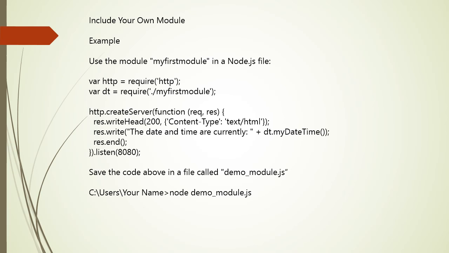Here you notice that we have used ./ to locate the module. That means that the module is located in the same folder as the Node.js file. Save the code above in a file called demo_module.js and initiate the file. You can execute your program this way: node demo_module.js. If you have followed the same steps on your computer, you will see the same result as the example we had seen at http://localhost:8080.